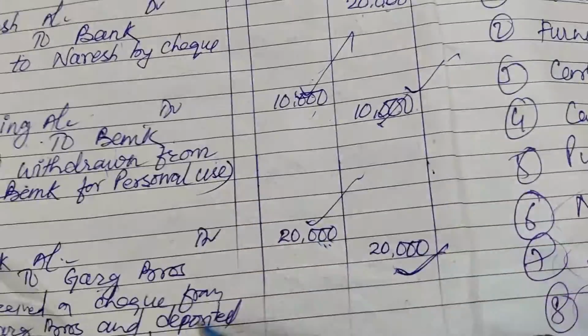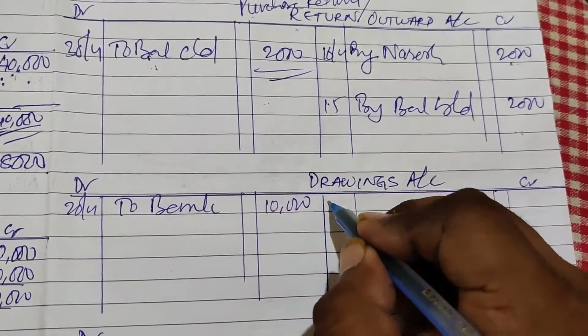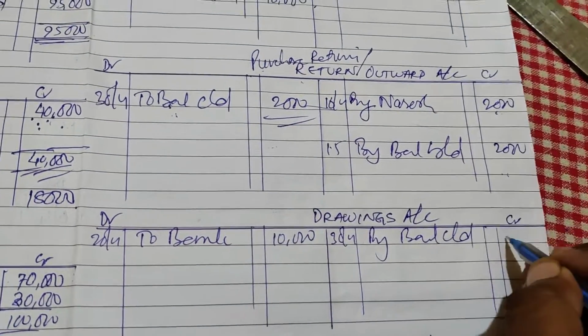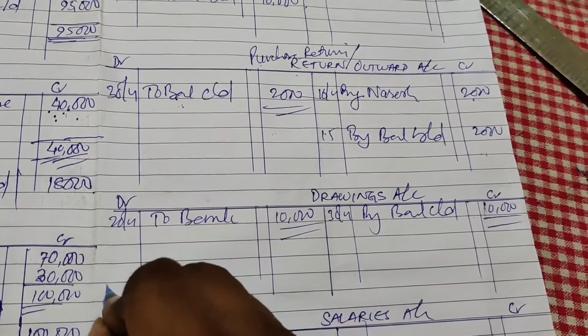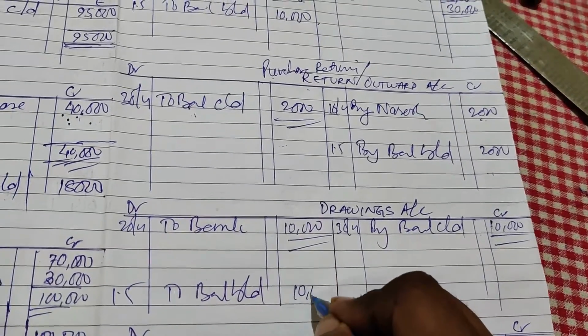Okay, any more drawings here? No more drawings, only one drawings entry is there. So at the end of the month, how much will I write by balance carried down? 10,000. So both accounts are closed. This will become the opening balance the next month. To balance brought down, how much? 10,000 in the next month.